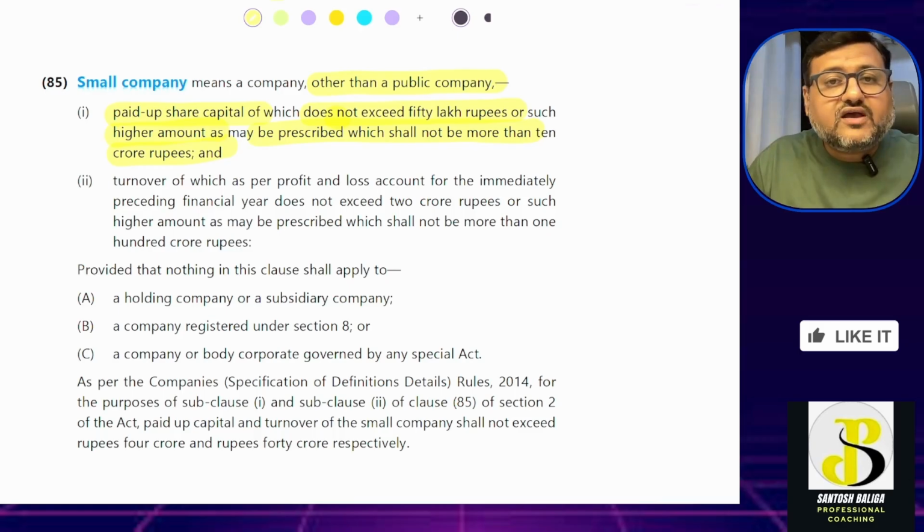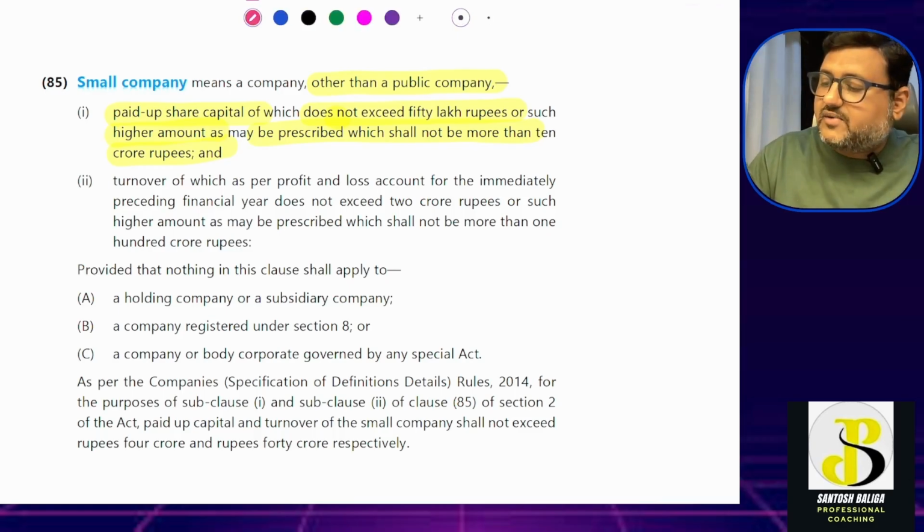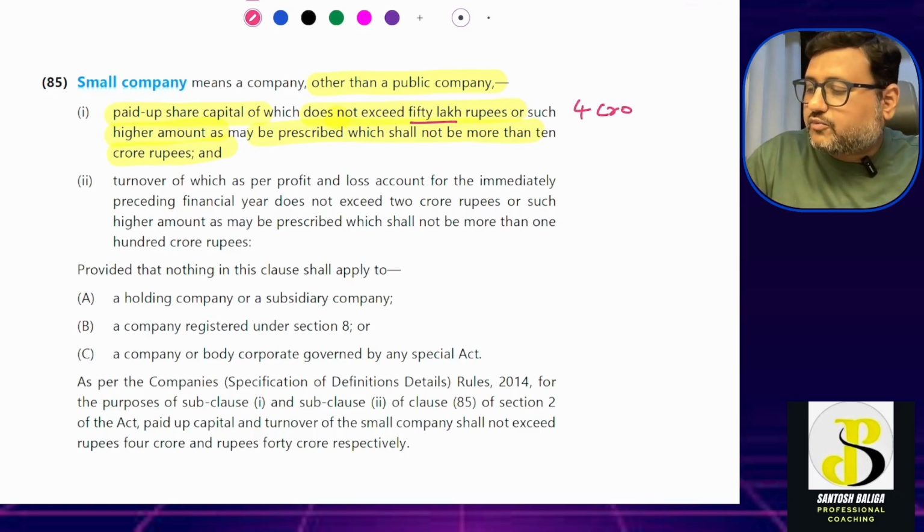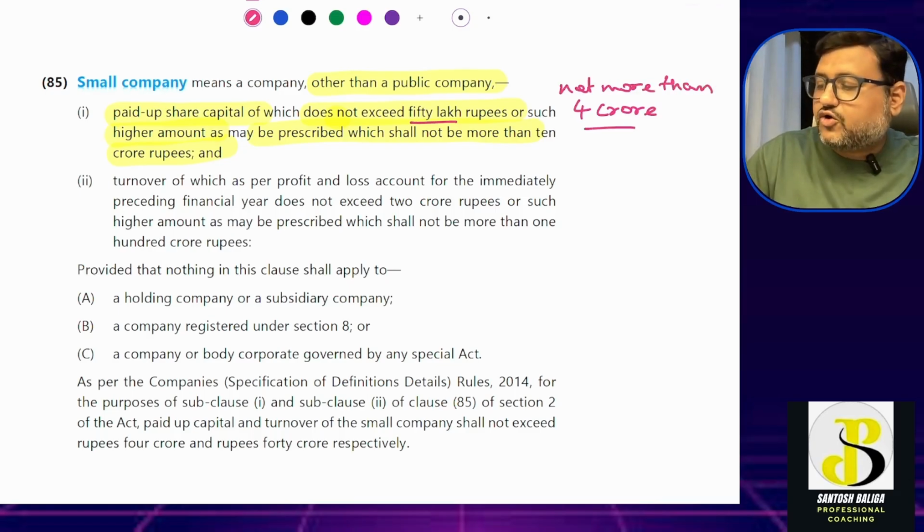Now, before the amendment by the rules by the central government, it was 50 lakh rupees. But we should not get confused by this, because the central government through rules has changed this to 4 crore rupees. So it has to be how much? At least it has to be how much? Not more than, or does not exceed how much? 4 crore rupees.